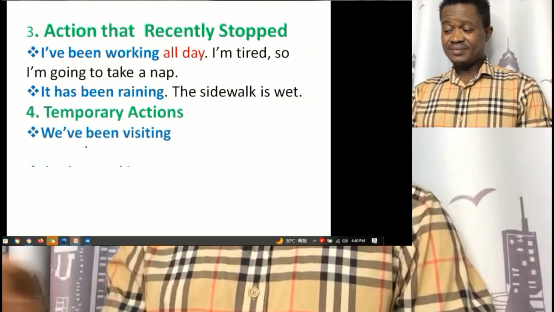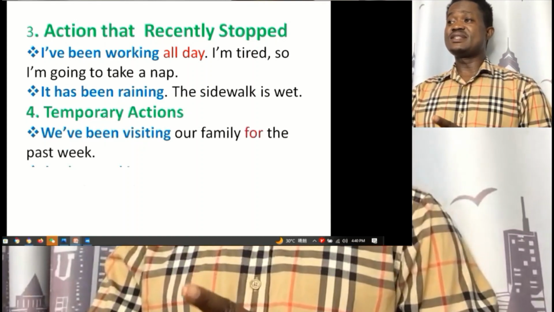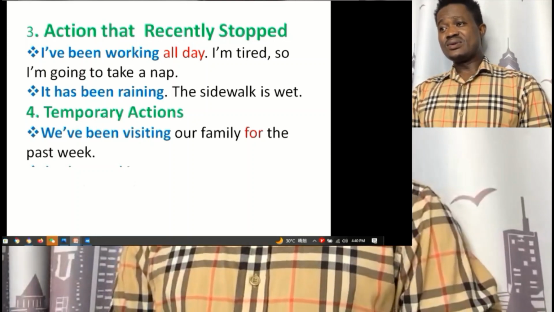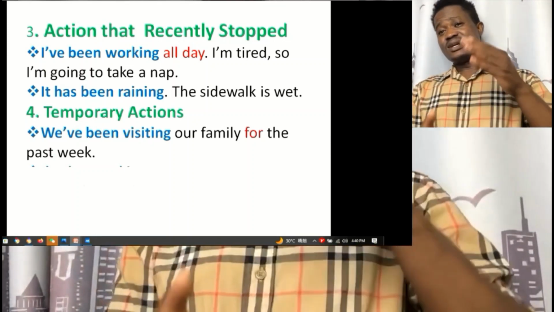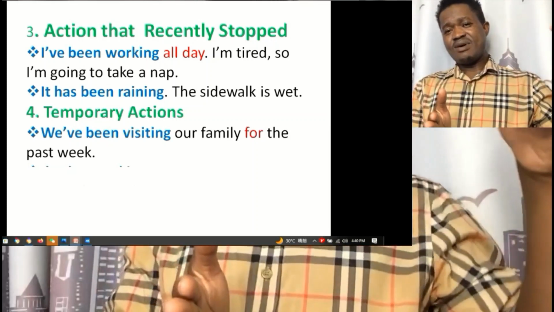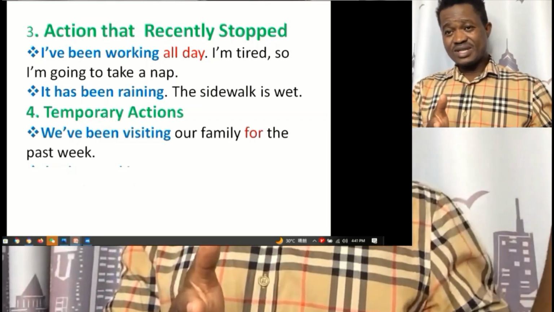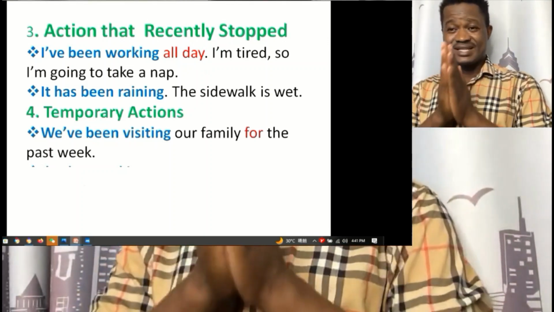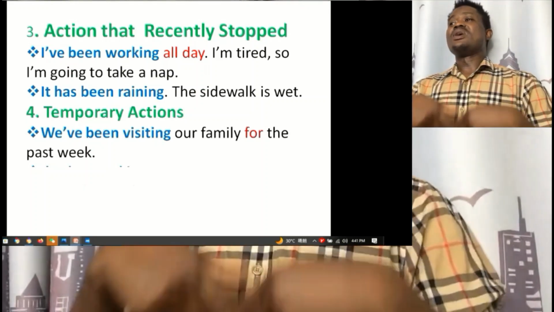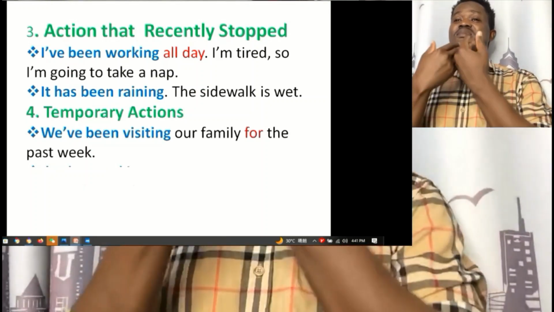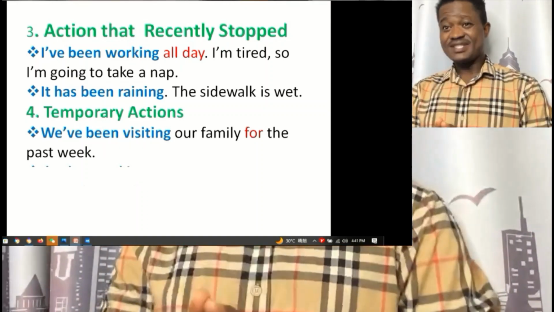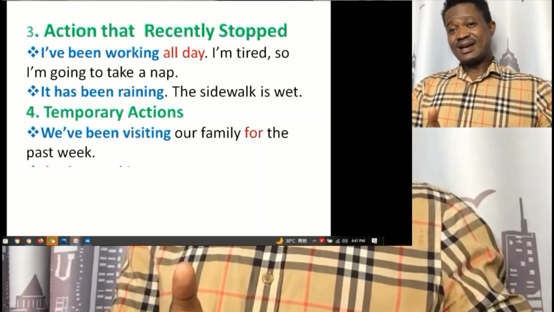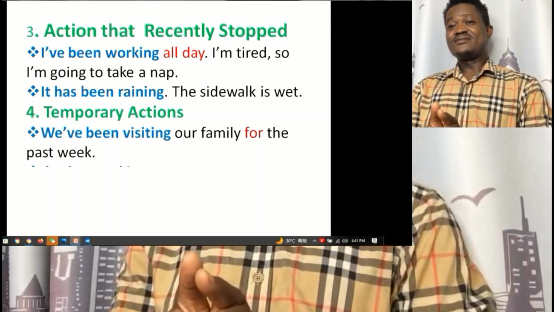We've been visiting our parents for the past week. So we started visiting our parents last week, and we're still visiting our parents this week. We are still on it. It's still going on. So we have been visiting our parents for the past week, and we are still visiting. We started last week, and this week we are still visiting our parents.